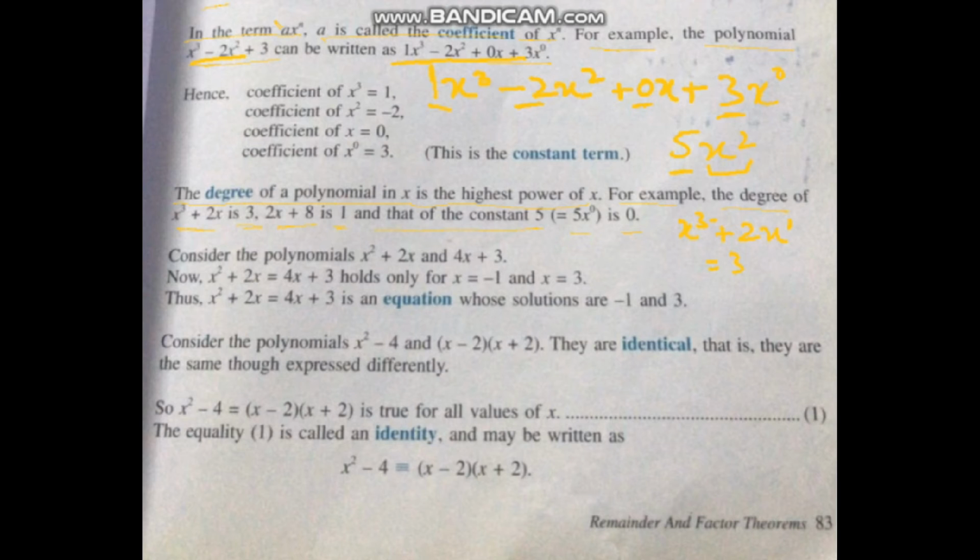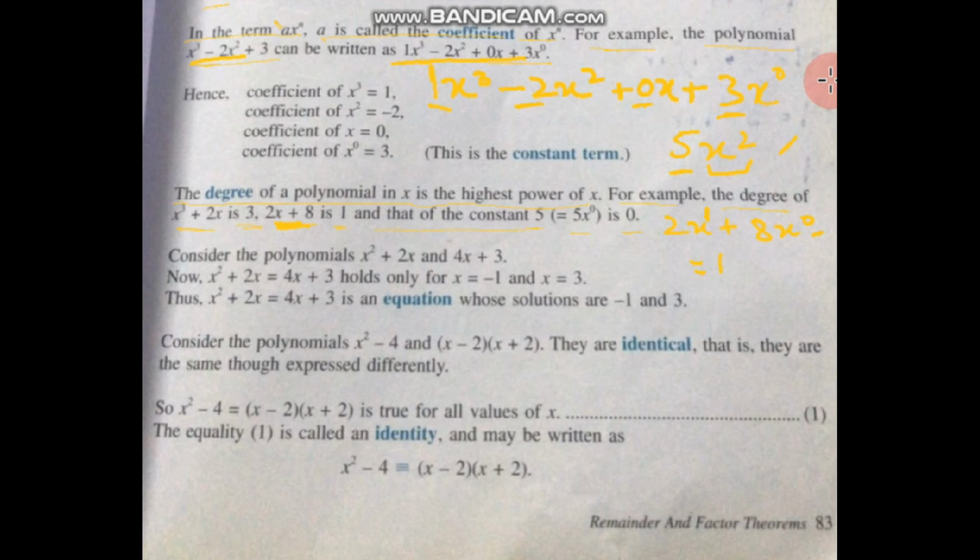In the same way, if we look at this polynomial, which is 2x plus 8, we know that the power of x with a constant is always 0, right? And the power of x with 2 is 1, right? So which is the highest power? Obviously your answer will be 1. So the highest power is 1.